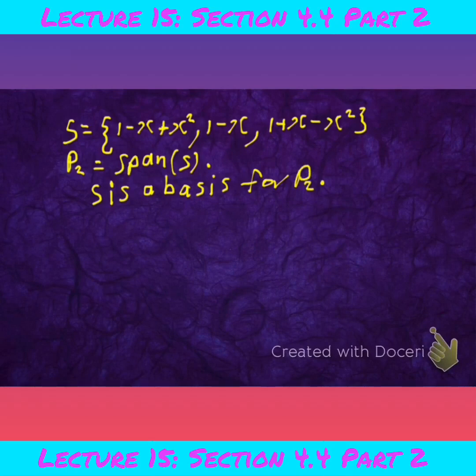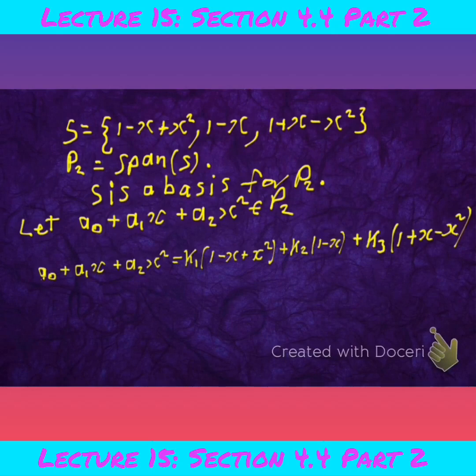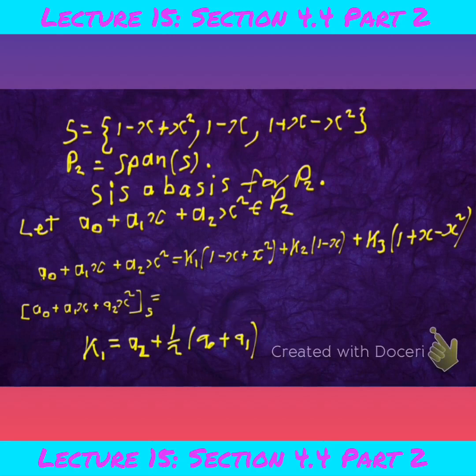Okay, now to illustrate this coordinate vector relative to S, we already did the calculations. So take a polynomial from P2, and then we look at the linear combination. There we have our linear combination. Now, what is the coordinate vector of the vector A0 plus A1x plus A2x squared relative to S? What is that coordinate vector?